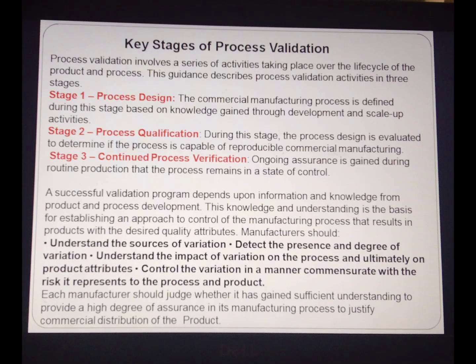Manufacturers should understand the source of variation, detect the presence and degree of variation, understand the impact of variation on the process and ultimately on product attributes, and control the variation in a manner commensurate with the risk it represents to the process and product. Each manufacturer should judge whether it has gained sufficient understanding to provide a high degree of assurance in its manufacturing process to justify commercial distribution of the product.